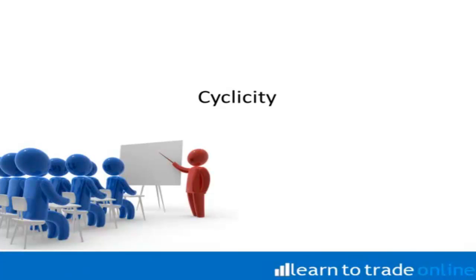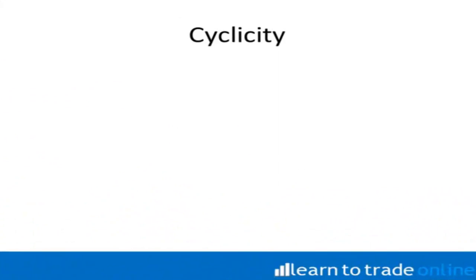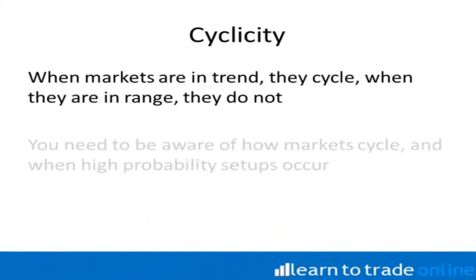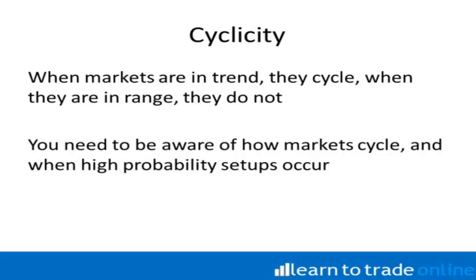Now we're going to have a look at cyclicity next, and cyclicity is really how the markets breathe, cycle and move. It's really useful to use that alongside your moving averages and your price action to get an idea of the whole picture of what's really going on. Now when markets are in trend, they cycle, but when they're in range or going sideways, they don't. And we need to be aware of how markets cycle and when high probability trade setups occur.